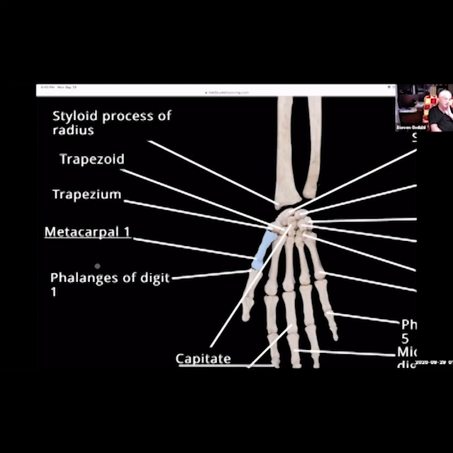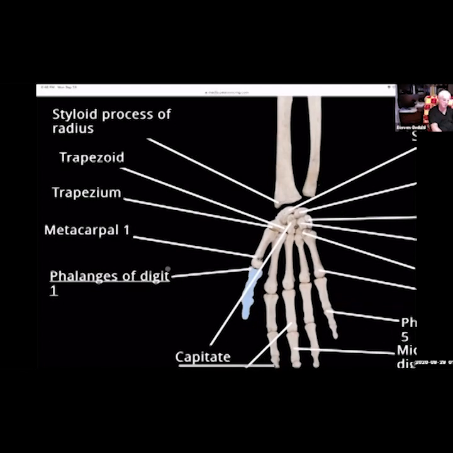Then coming across, you have the phalanges of digit 1. The thumb only has a proximal and a distal phalanx. You can see there are only two bones here. The phalanges of the other digits all have three. They have a proximal, a middle, and a distal.